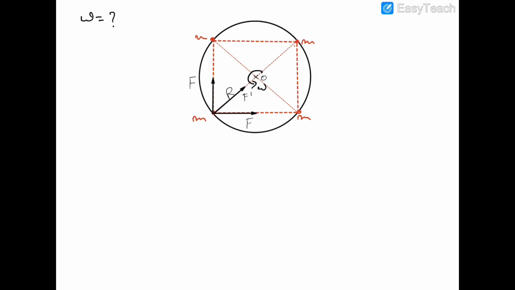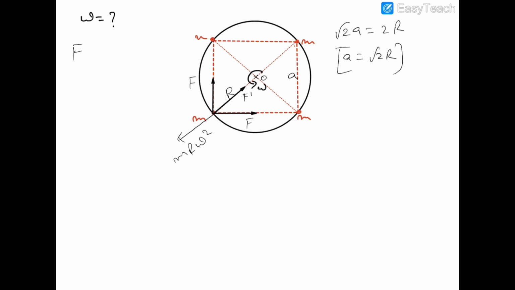And these forces are balancing this pseudo force, which is m r omega square. Now first of all, let us assume that the side of the square is A, and we know that the diagonal of the square is root 2 A. So root 2 A is equal to 2R. You can see that this is 2R and this is root 2 A. So A will be equal to root 2 R. So first of all, this is the side of the square.